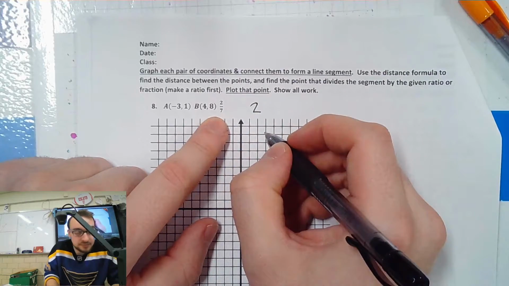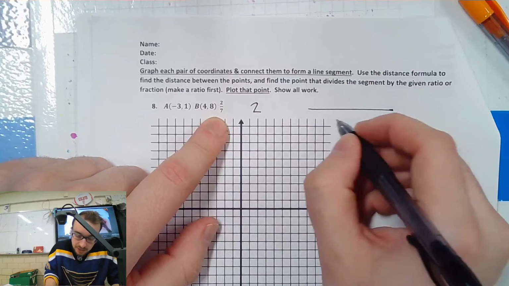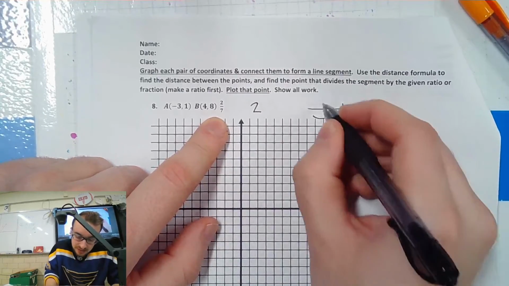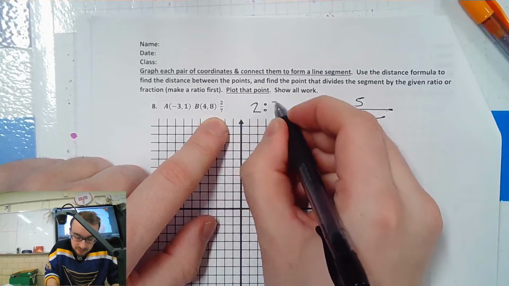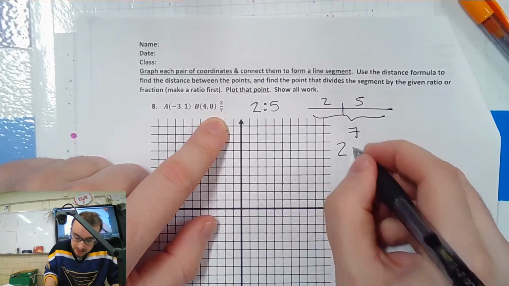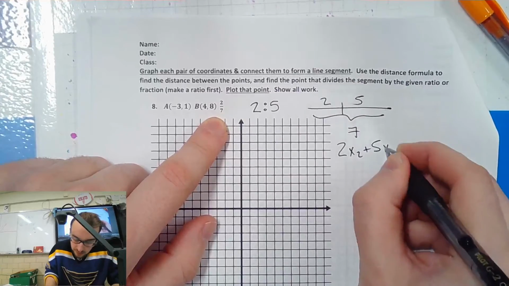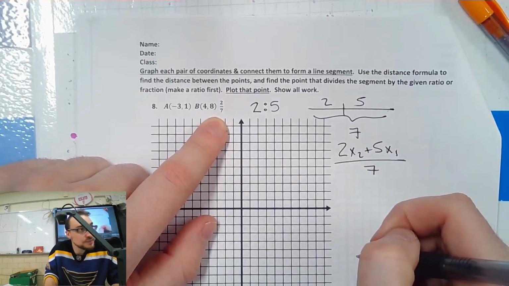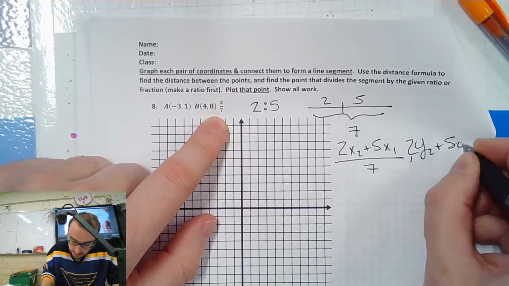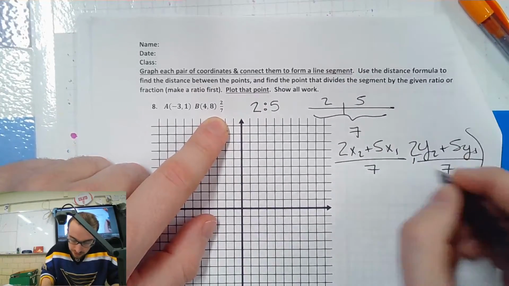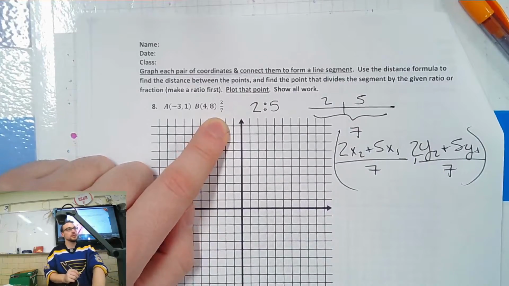Not 9. Divide it up into 7 total pieces. This guy gets 2. How many does this guy get? 2 to 5 ratio. So it's going to be 2x2 plus 5x1s over 7 total pieces. Same thing for our y's. Remember, y2 and x2 come first. That'll be our formula, right?